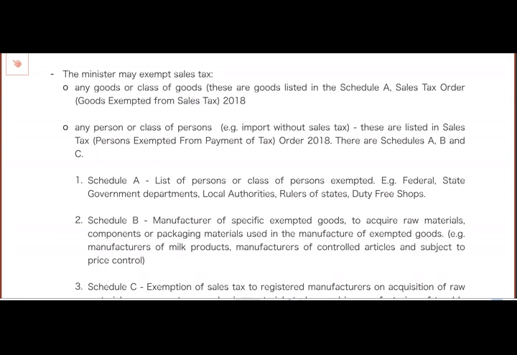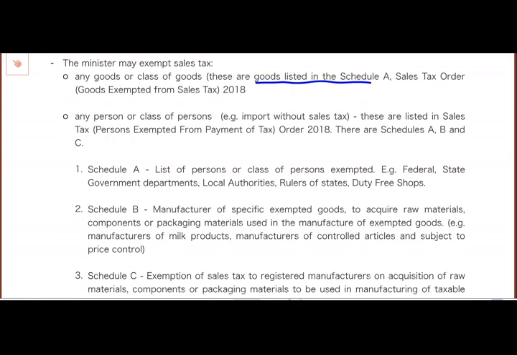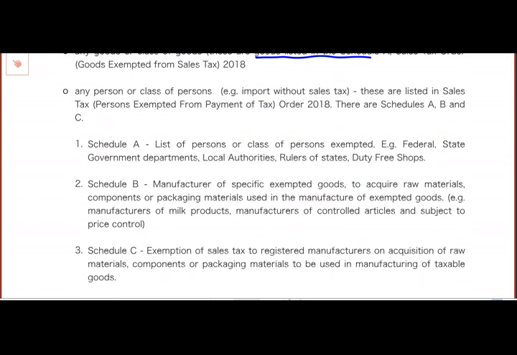The first one is goods that are already exempted. There are goods that are already exempted. That's non-taxable. Now we give exemption to persons, which we divide into three categories. The first category is in Schedule A. This is basically the list of persons that are just exempted. For example, the state government, the king, rulers of the state. They can import things and they don't have to pay sales tax.